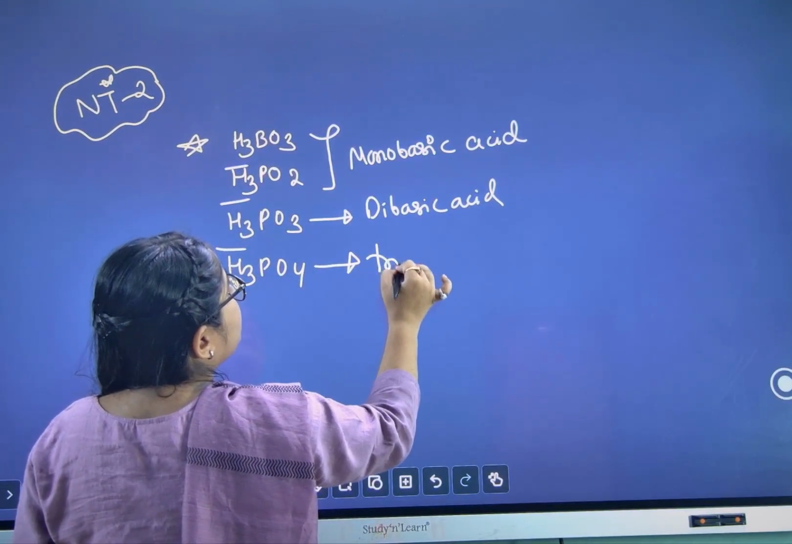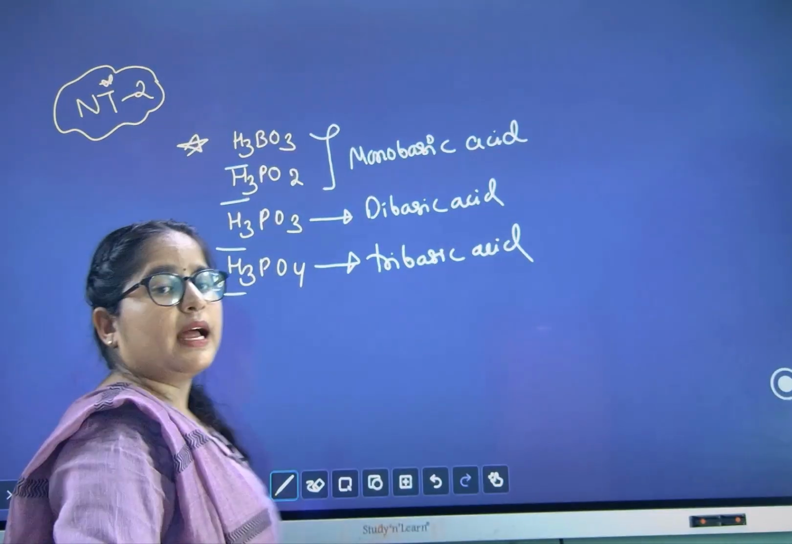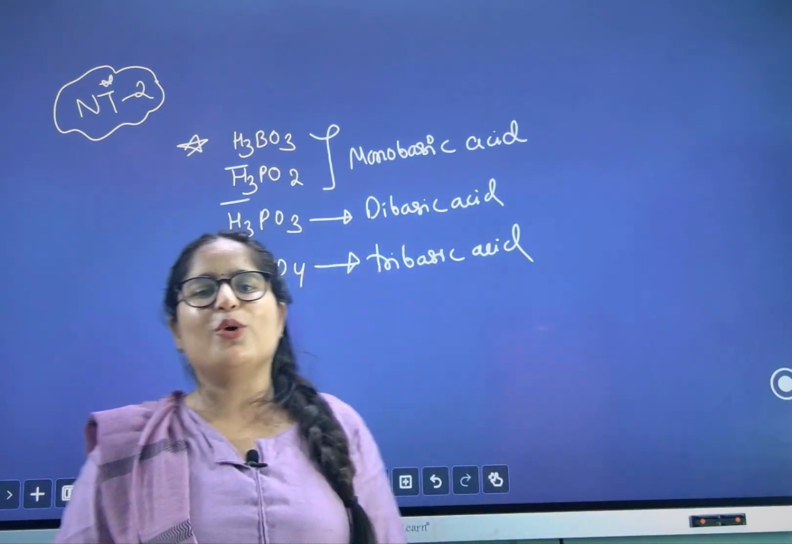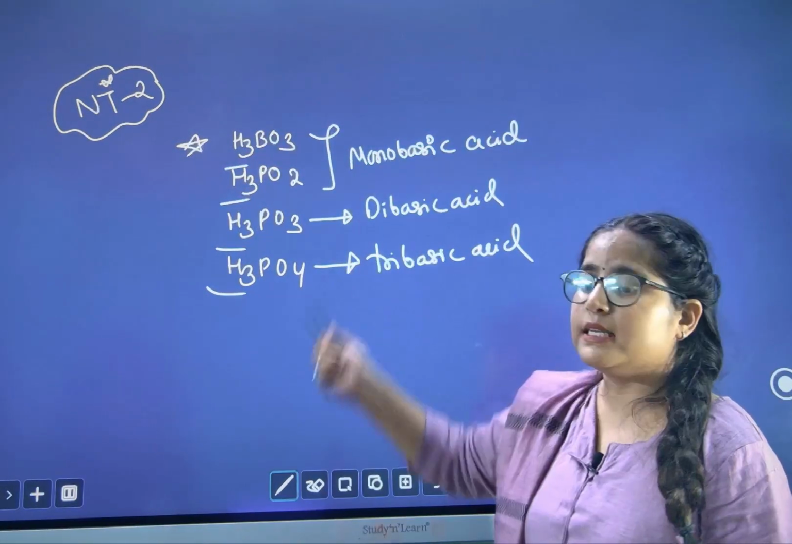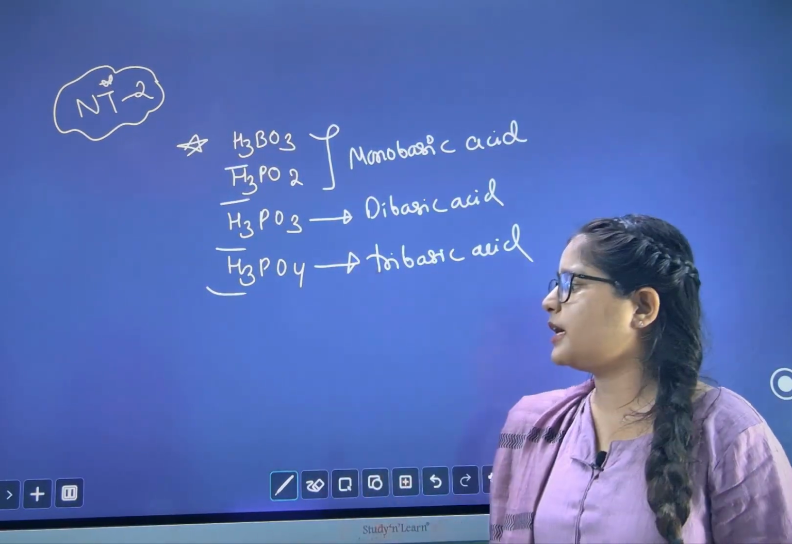H3PO4, it is a tribasic acid, or else I can say triprotic, diprotic, monoprotic. So this should go into your star point, because from here the question will be asked, so you will make mistake. Mark my word, you will make mistake in your exam. Note down.